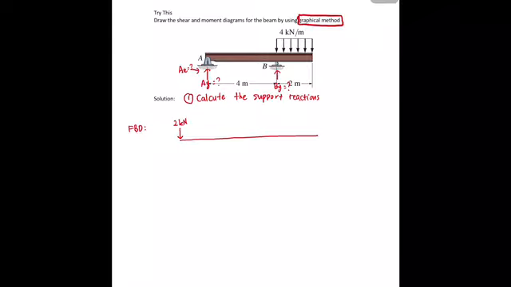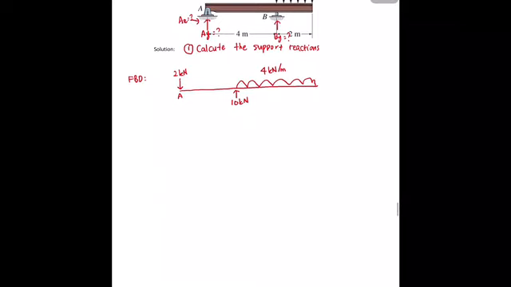And then this is point E. And then you have a UDL, 4 kilonewton per meter. BY, you have 10 kilonewton. It's an overhanging beam. And then put the distance.